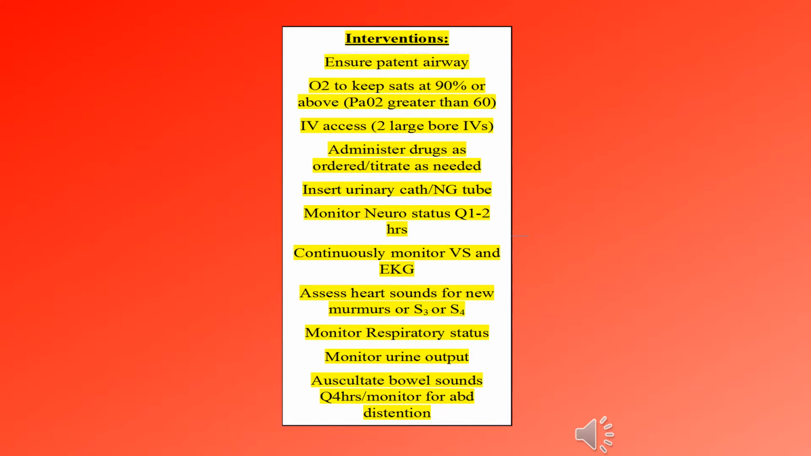Administer drugs as ordered, titrate as needed, insert a urinary catheter or NG tube, monitor neurostatus every 1 to 2 hours, continuously monitor vital signs and EKG, assess heart sounds for new murmurs such as S3 or S4 sounds, monitor respiratory status and urine output, auscultate bowel sounds every 4 hours, and monitor for abdominal distension.